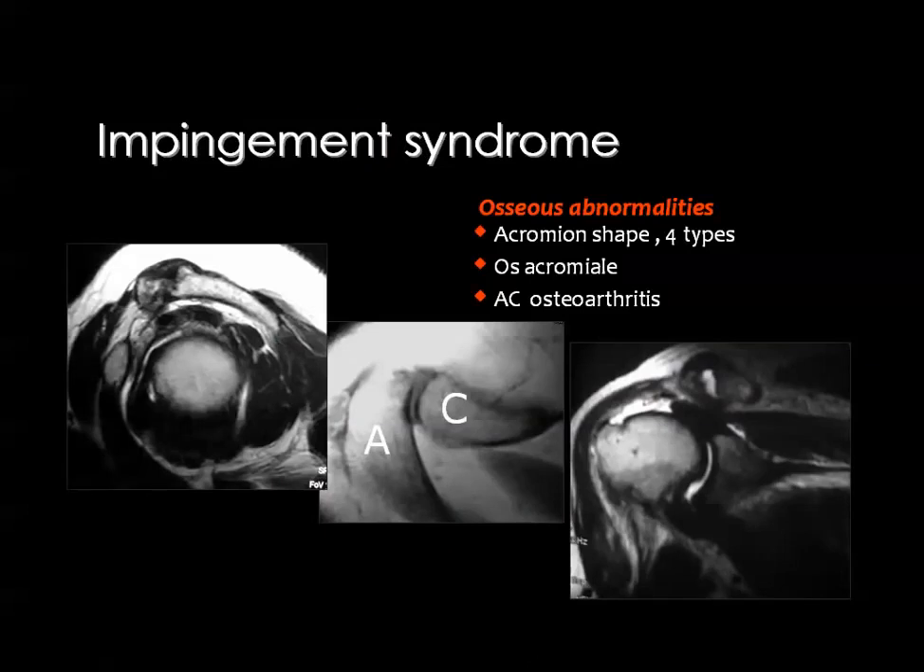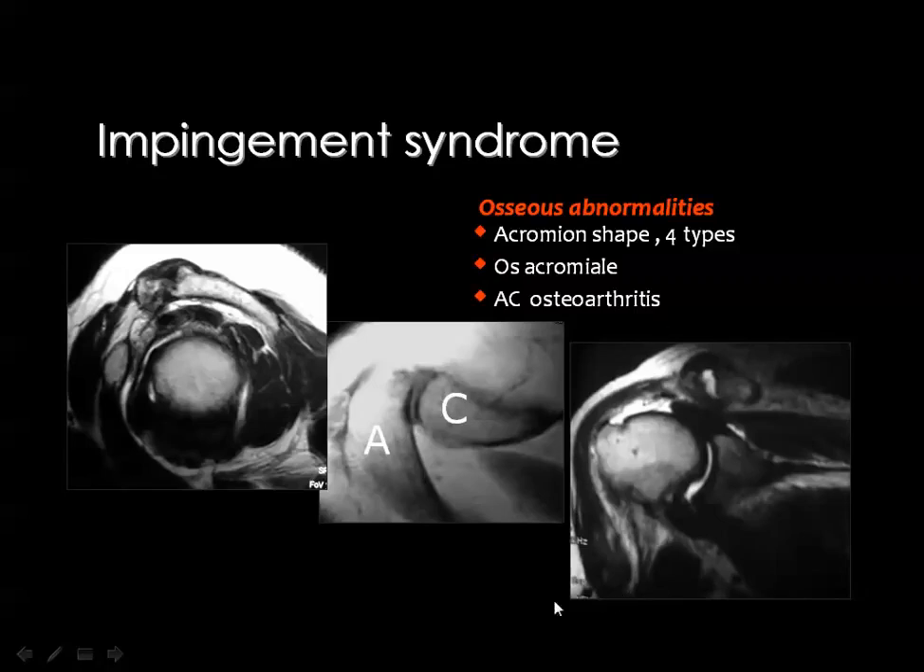Then the osseous abnormalities contributing to impingement syndrome include the acromion shape. You remember type 3 and type 4 are one of the causes of compromise of the subacromion tunnel. Also, the presence of os acromiale and the osteoarthritic changes of the acromioclavicular joint.